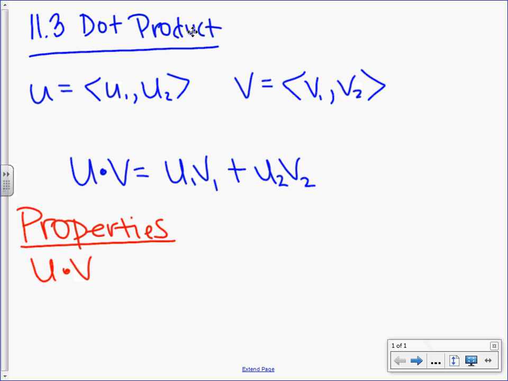Okay, properties. Unlike matrix multiplication, the dot product is commutative.